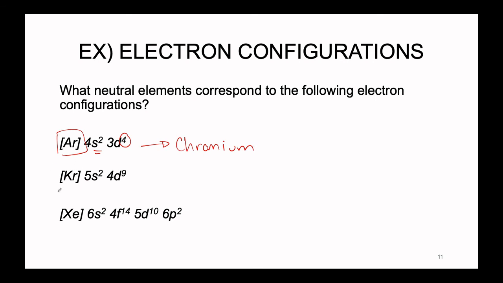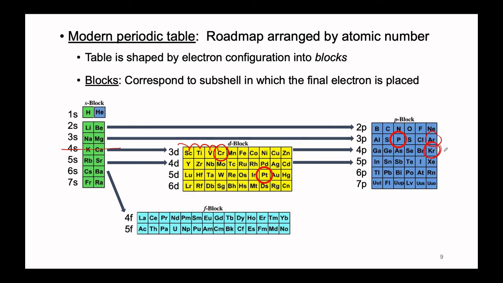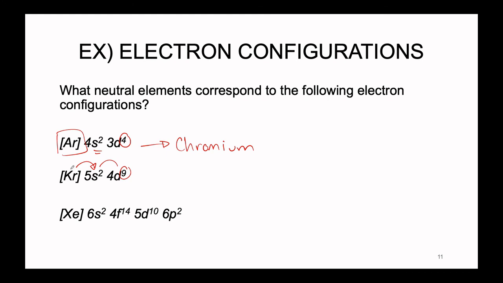All right, so let's look at our next example. We have krypton. We're going to then move on through the 5s, and then into the 4D, 9 positions over. So we're going to start at krypton. We're going to move through the 5s and then jump 1, 2, 3, 4, 5, 6, 7, 8, 9 positions over. And we can see that this corresponds to the element with the symbol Ag. And the symbol Ag corresponds to the element silver. So krypton, 5s2, 4d9, this corresponds to the element silver.